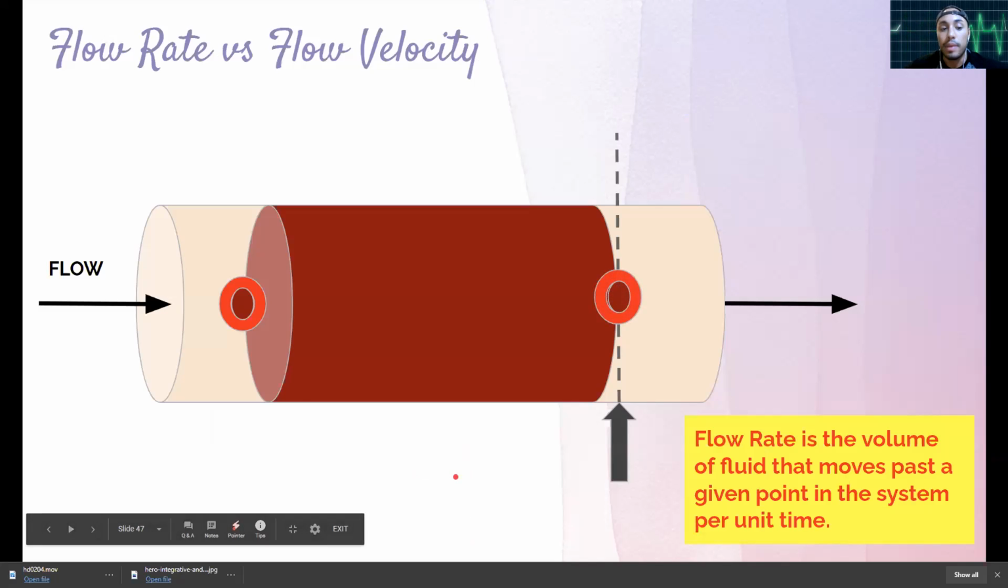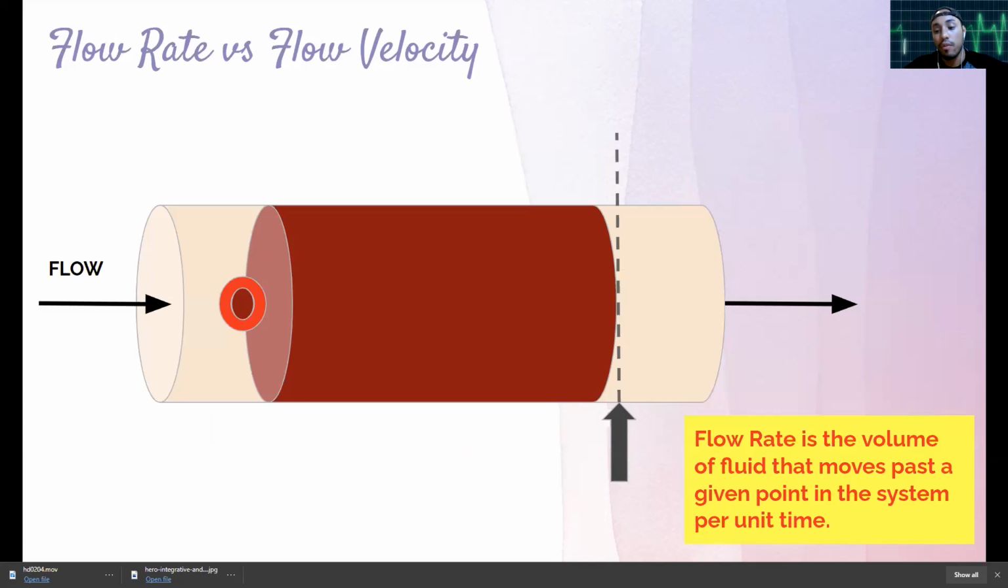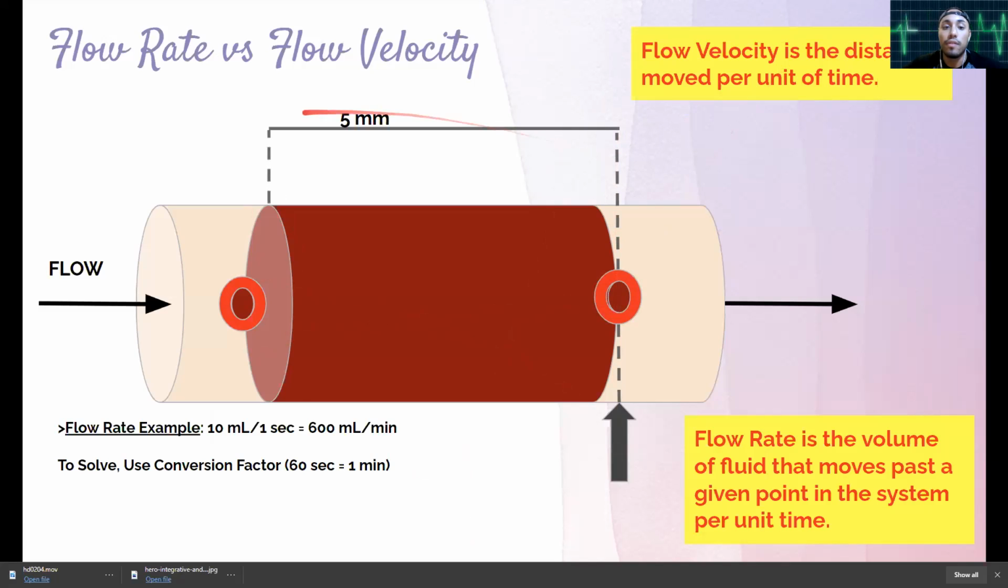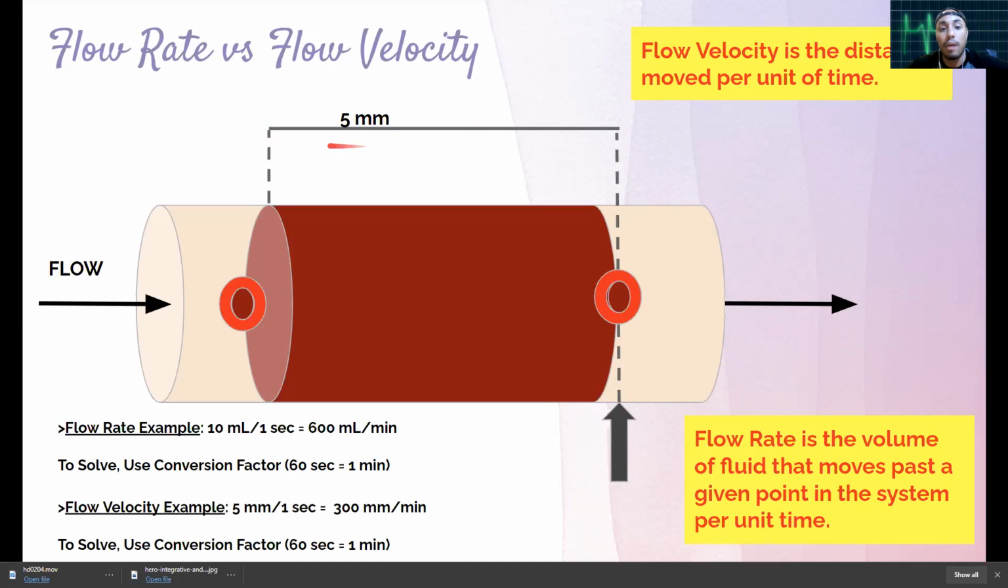So flow rate would be the volume of fluid, let's just say all these blood cells, traveling through this particular point. I drew a line for you. However much makes its way through in a certain amount of time is flow rate. And then flow velocity is going to be how much distance is covered in time. So we give it like 5 millimeters here, just for example, and how much is traveled in the same amount of time.